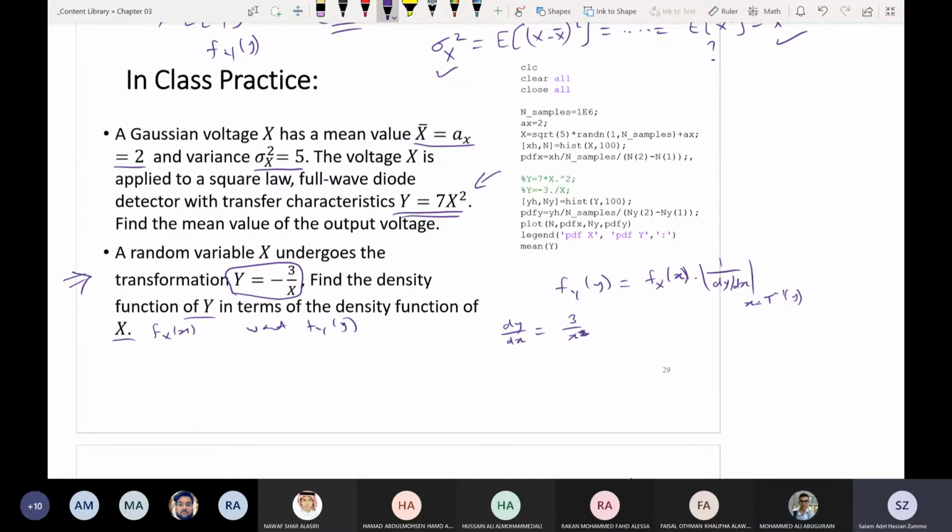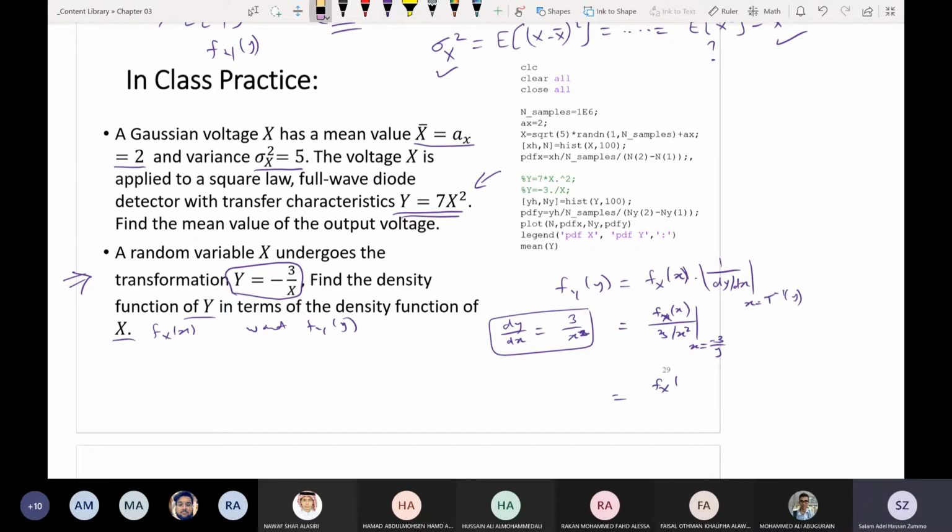So if we continue, this is f_X of x divided by 3 over x squared, all evaluated at x equals what, with respect to y? What is the inverse of T here? We have y equals minus 3 over x, so x equals minus 3 over y. So this is equal to f_X of minus 3 over y.